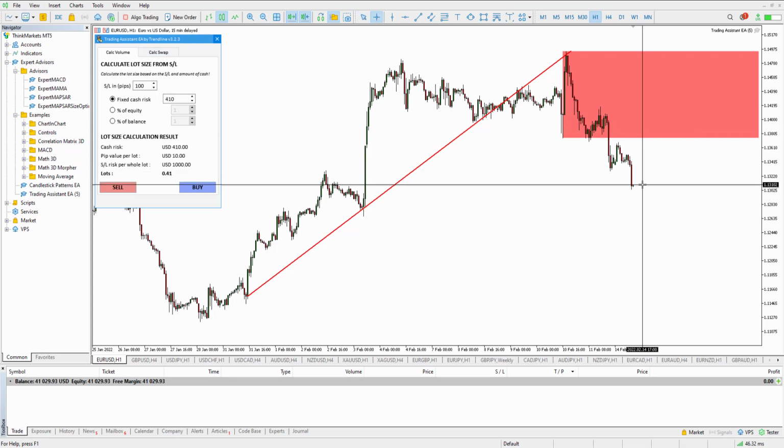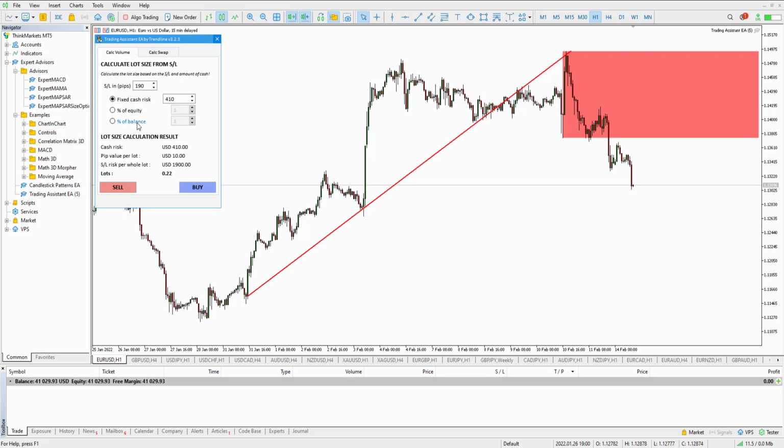So let's say we want to enter a short trade with the most conservative stop loss, which is 190 pips. So up here I'm going to type in 190 pips of stop loss, and then I get to choose if I want to risk a percentage of my equity, which is my current balance, or of my account balance, or it could also be a fixed amount of money of your account.